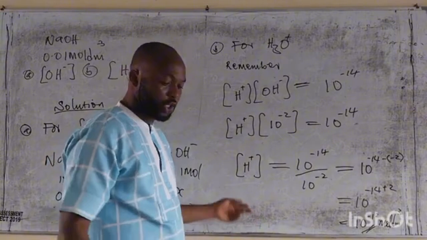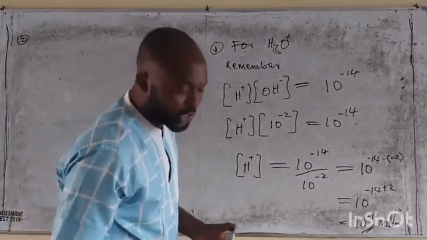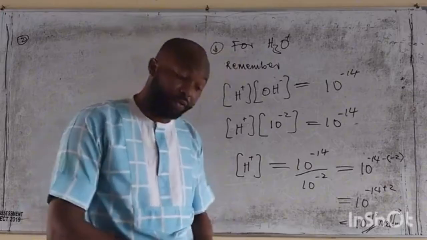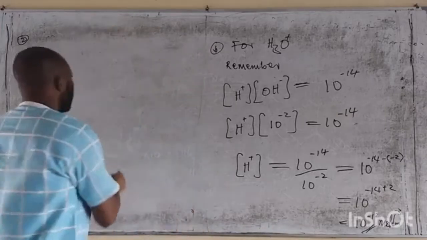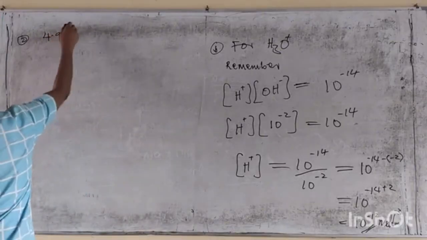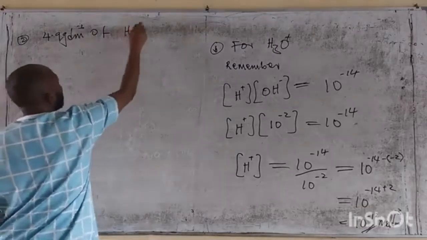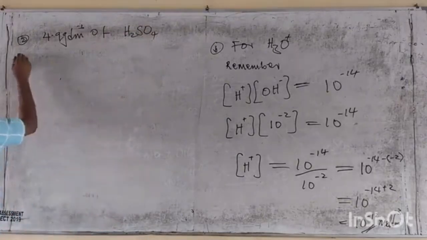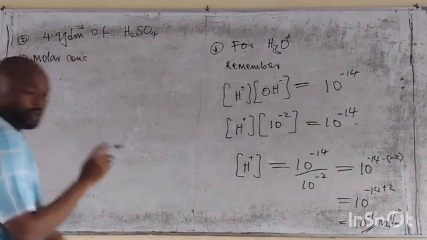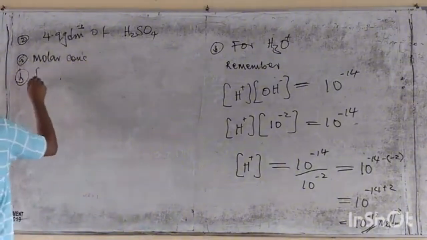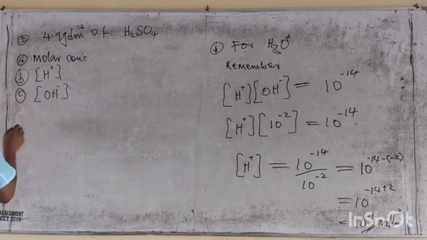Can we take another question? That's question 1 taken care of. Let's take question number 2. In question number 2, they say given 4.9 g per dm cube, which is the mass concentration of H2SO4 solution. Now we should calculate the molar concentration. This is what they gave us, 4.9 g per dm cube of H2SO4. Then we should calculate A, the molar concentration, B, the concentration of hydrogen ion, and C, that of hydroxide ion in the solution.